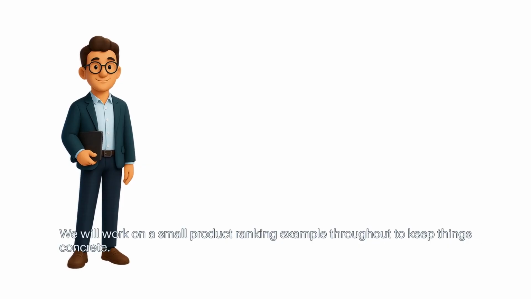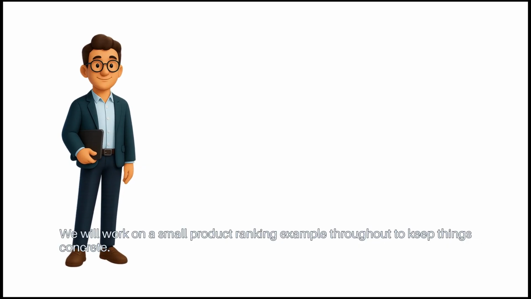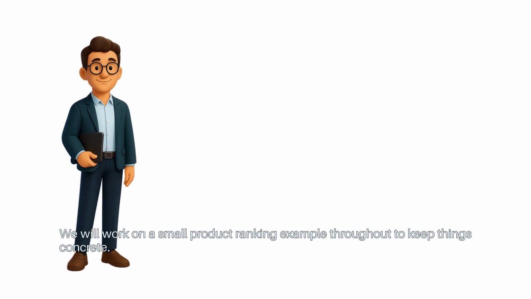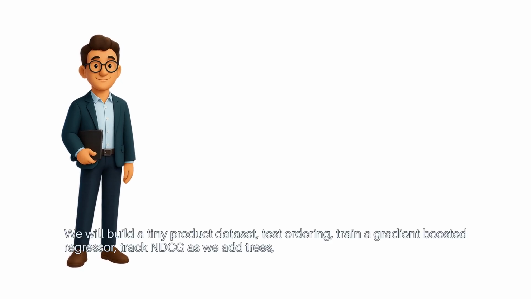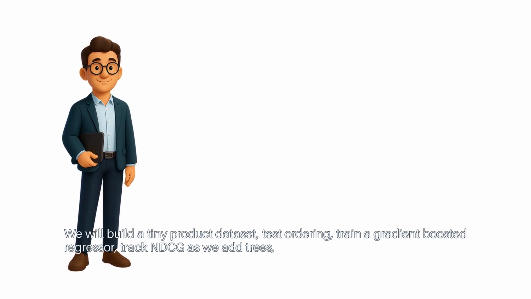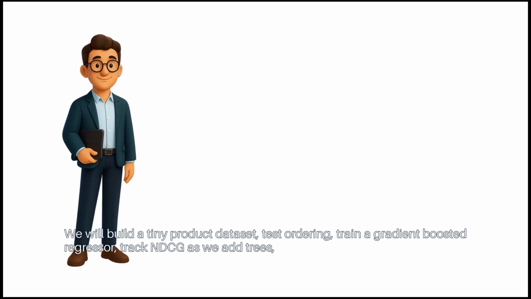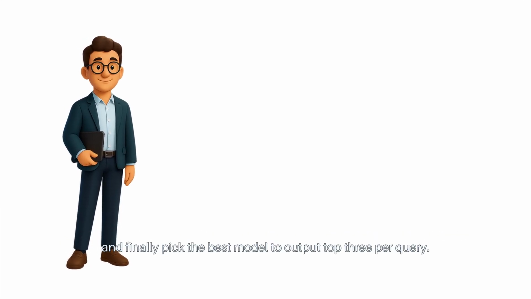We will work on a small product ranking example throughout to keep things concrete. We will build a tiny product dataset, test ordering, train a gradient-boosted regressor, track NDCG as we add trees, and finally pick the best model to output top 3 per query.